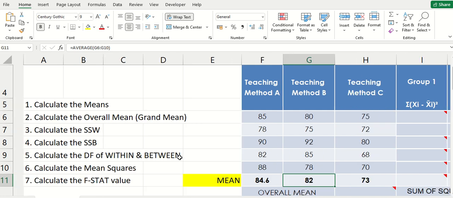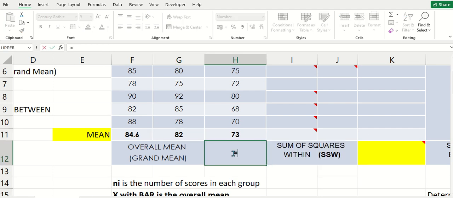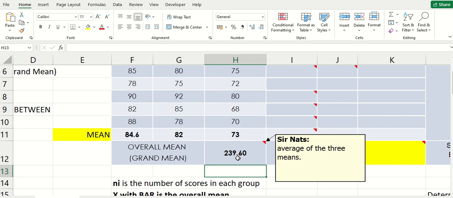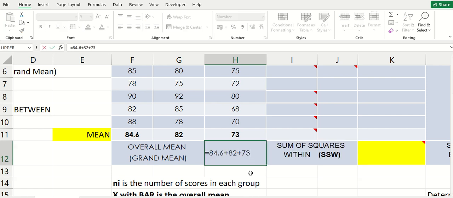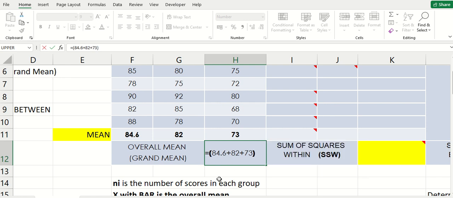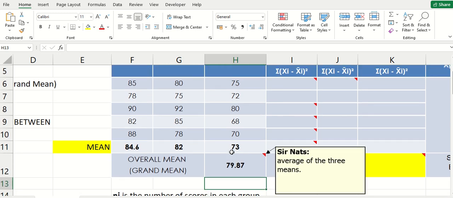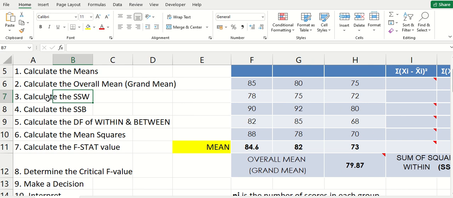Next, calculate the overall mean. How do we calculate this? We just have to add 84.6 plus the average of the second group, 82, and the average of the third group, which is 73. Then, whatever the result, we have to divide it by the number of samples we added, so that is 3. You will have 79.87.